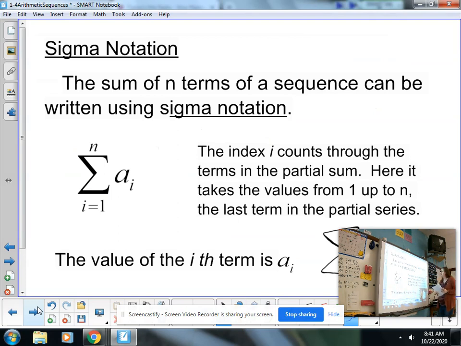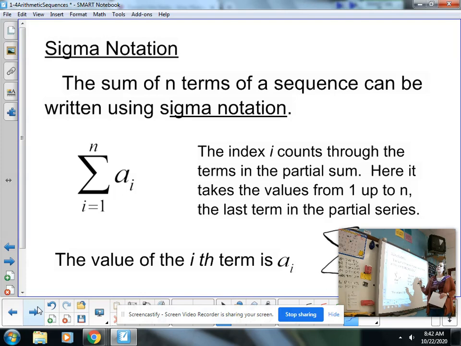So going along with series, occasionally you'll see things that are in sigma notation. Sigma notation is a way to express the sum of your sequence without actually writing out the terms. So you have a couple of things here. This weird E-looking Greek letter, that is a sigma. On the bottom, it says index i counts through the terms in the partial sum. It's a partial sum because you do have that finite amount.